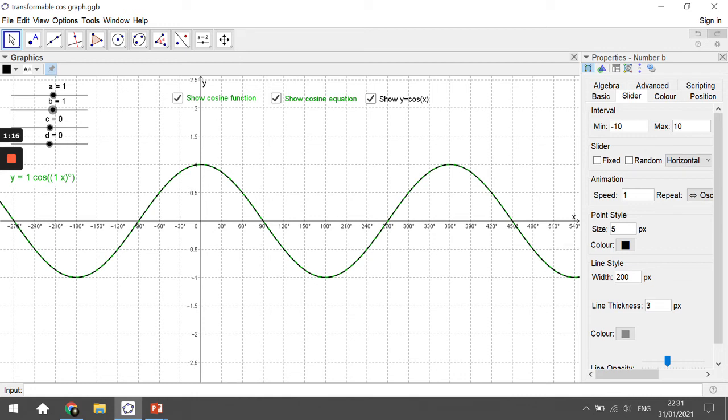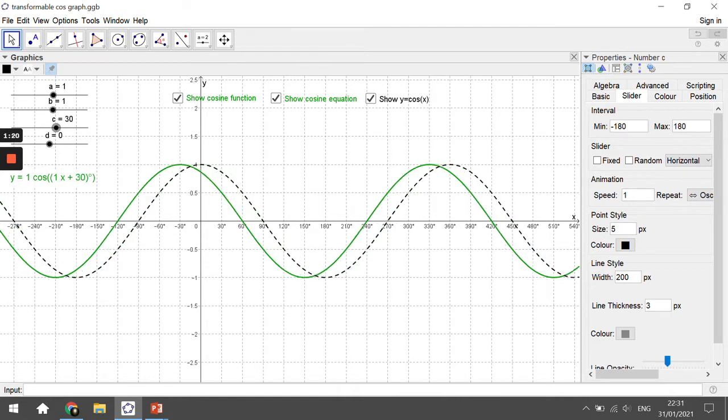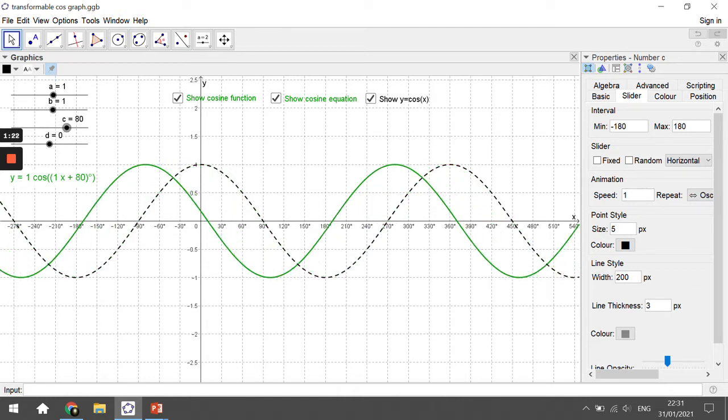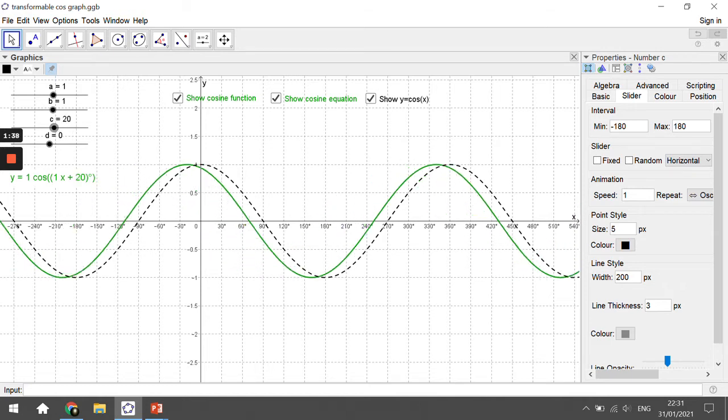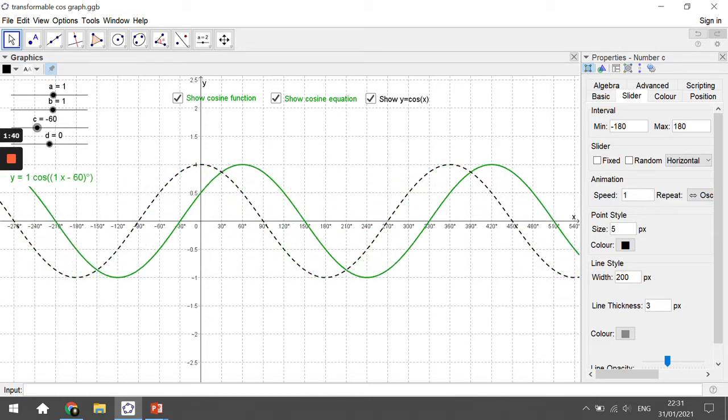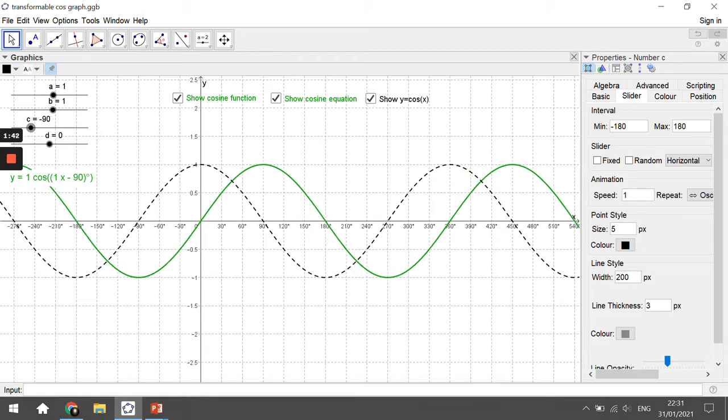With the c, that's what's added on to our angle. Well, this is important as we move this up. So here we're adding 90 onto our angle. You'll actually spot our graph has gone to the left. Now that's a bit counterintuitive, but it is something you need to remember. If you add something onto the angle here, you are moving your graph left. If you take something off the angle, you're moving your graph right. So that's a super important one to know.